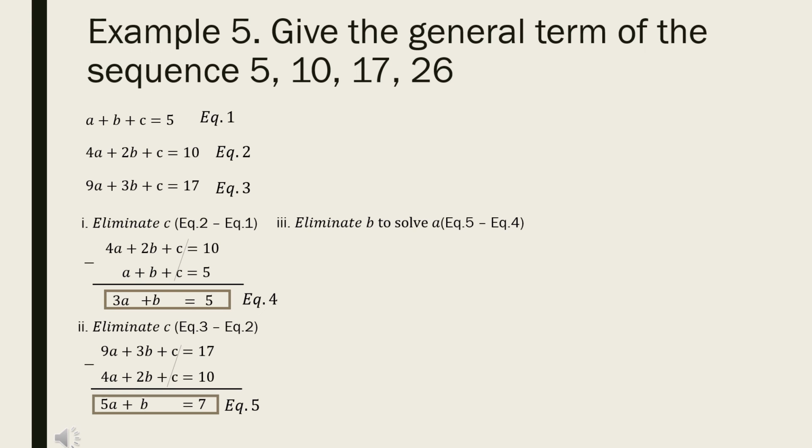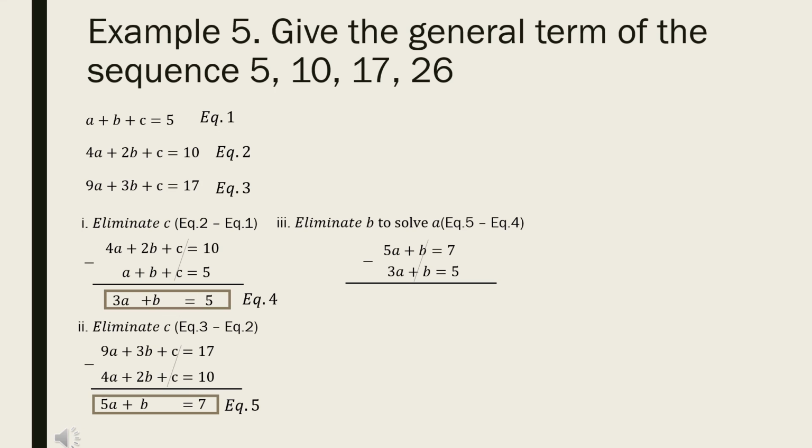Next one would be the last elimination that we will do, which is to eliminate b to solve for a. We are going to subtract the equations that were obtained earlier, equation 5 minus equation 4. So I'll write equation 5 down. Equation 5 is 5a plus b equals 7, and equation 4 is 3a plus b is equal to 5. So subtract the two equations. The variable that will be eliminated here is b, since b minus b is 0.